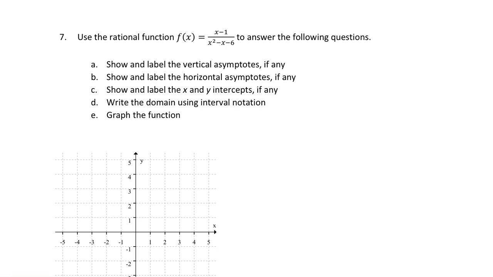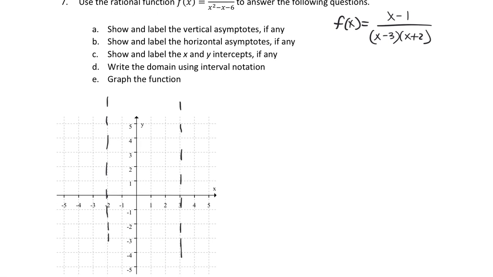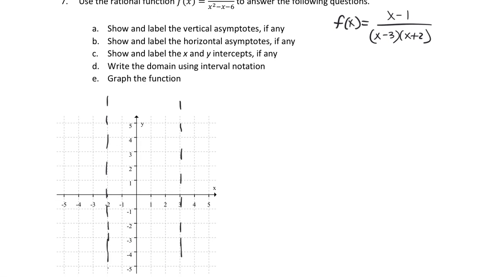Okay, question 7. I'm going to write this first in factored form. So for part A, the vertical asymptotes, remember, are domain restrictions, and those come from the denominator. So x cannot equal 3 or negative 2. So that's where we're going to put our vertical asymptotes, 3 and negative 2. And it wants us to label, so x equals 3 and x equals negative 2.